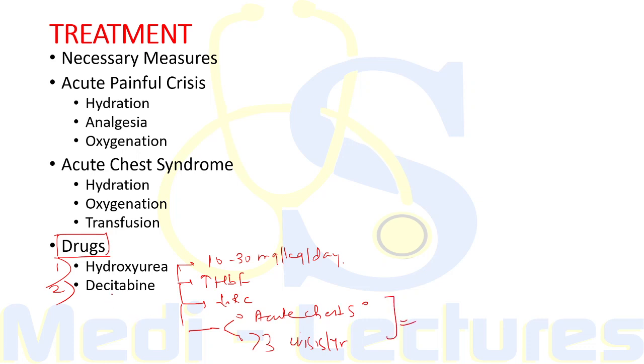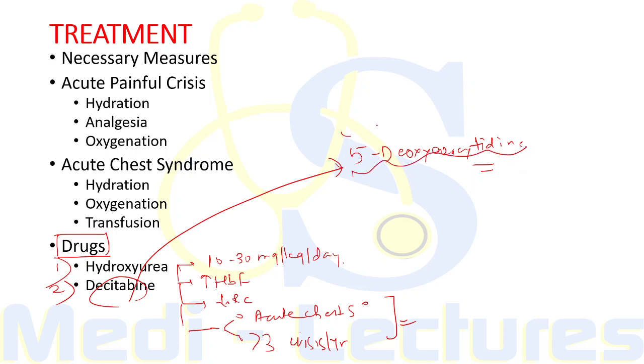Now another drug is decitabine. It is 5-deoxyazacytidine. It is a congener of 5-azacytidine, but because of the acute toxicity and potential for carcinogenesis of 5-azacytidine, it was modified to make 5-deoxyazacytidine. It can increase fetal hemoglobin with more acceptable toxicity.